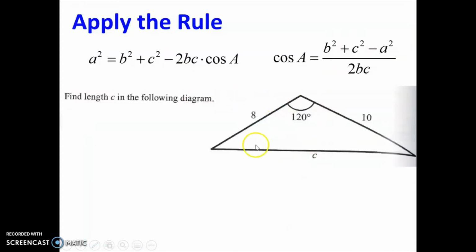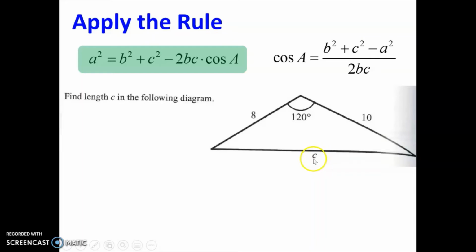Here's our first problem. We have this triangle, and we're going to use the cosine rule to find C, this side here. So are we going to use this version or this version? Well, I hope you said this version, because we're looking for an unknown side. Therefore, you will use the version that has a side here. But this says C in this triangle. It doesn't matter what we call this.